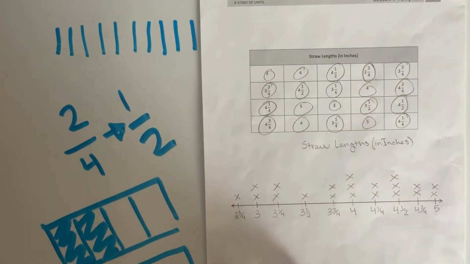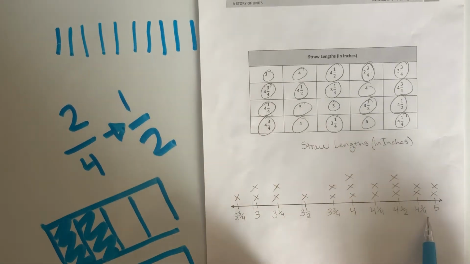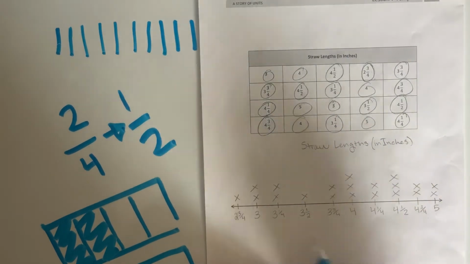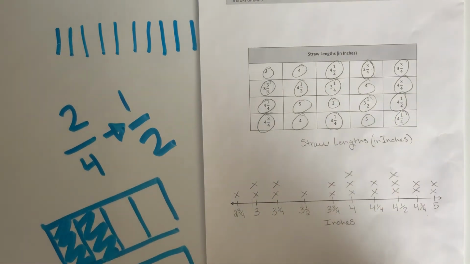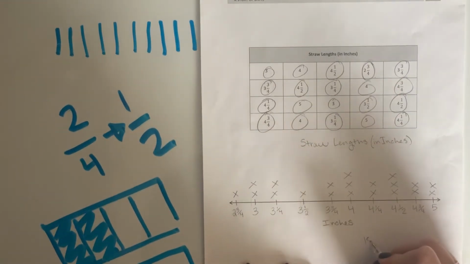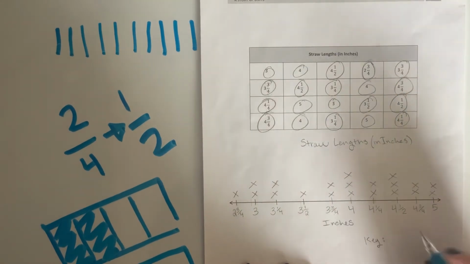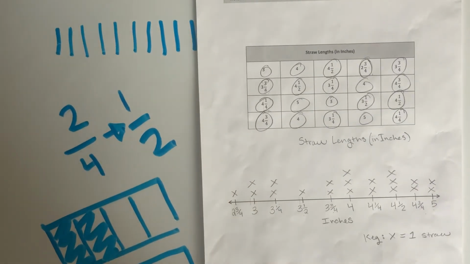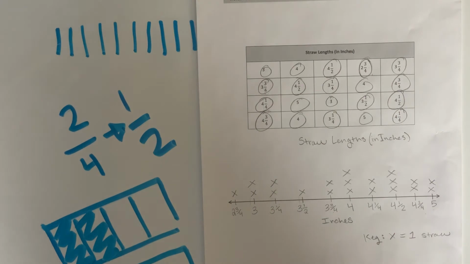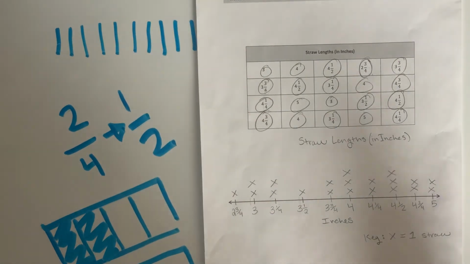All right. Now we'll label the bottom of this so that our readers know what these numbers are. And these numbers are the inches. But we're not quite done because we still have to label, well, what are these X's? So we're going to make a little key. Our key is going to be down here. And I'm going to say that an X equals one straw. So each X equals one straw. Okay. So now that we have our line plot, we have our title, we have our label, we have our key down here.